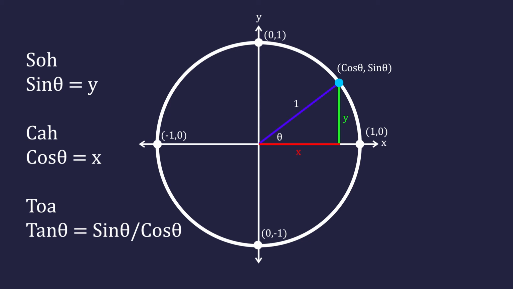So tan theta is sine theta over cos theta. Rise over run. Now this gives us the gradient of the line.